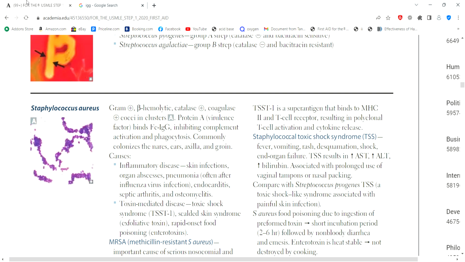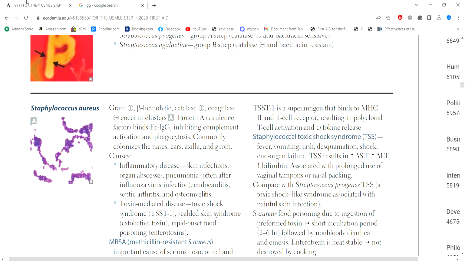Commonly it colonizes the nares, ears, axilla, and groin. It causes inflammatory disease: skin infections, organ abscesses, pneumonia, often after influenza virus infection, endocarditis, septic arthritis, and osteomyelitis. Now, there's something you have to know here. Staph aureus is the most common cause of septic arthritis, with Staph aureus found in the synovial fluid.